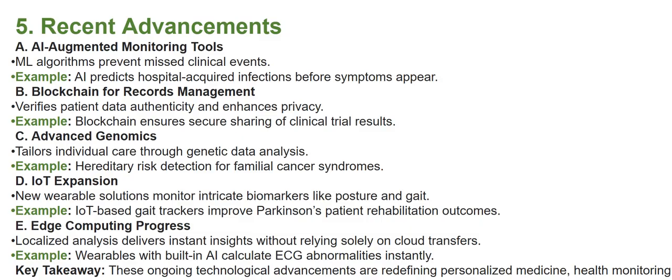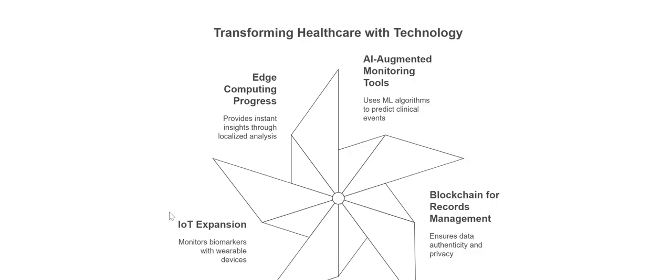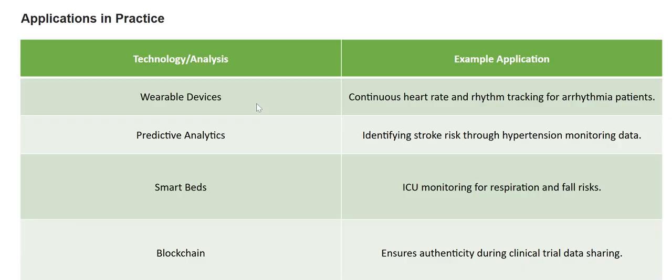The key takeaway here: these ongoing technological advancements are redefining personalized medicine, health monitoring, and clinical research. And here is a summarized diagram on transforming healthcare with technology: AI-augmented monitoring tools, blockchain for records management, advanced genomics, IoT expansion, and edge computing progress. Applications in practice: we have technology, analysis, and an example application for each. As technologies and analysis, we have wearable devices, predictive analytics, smart beds, and blockchain and genomics integration.